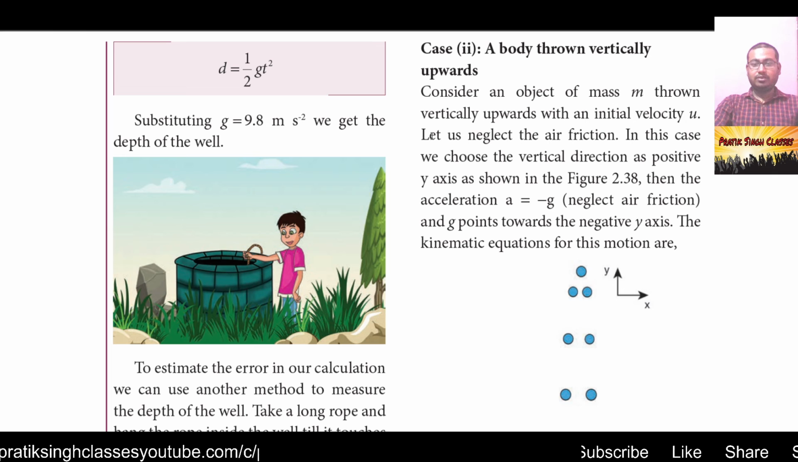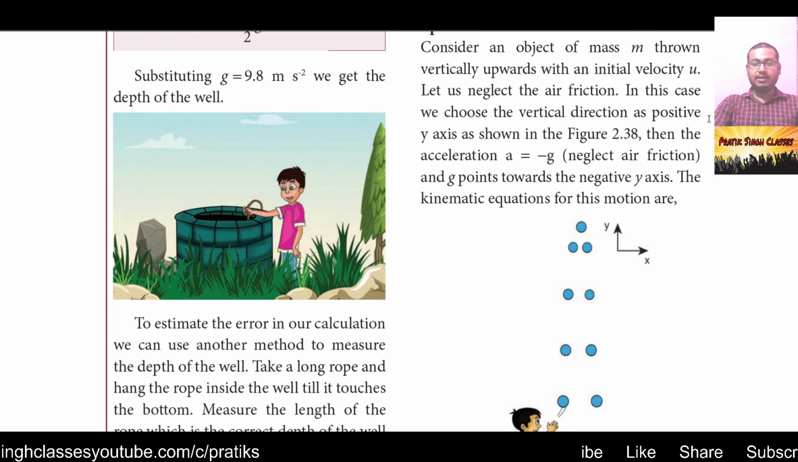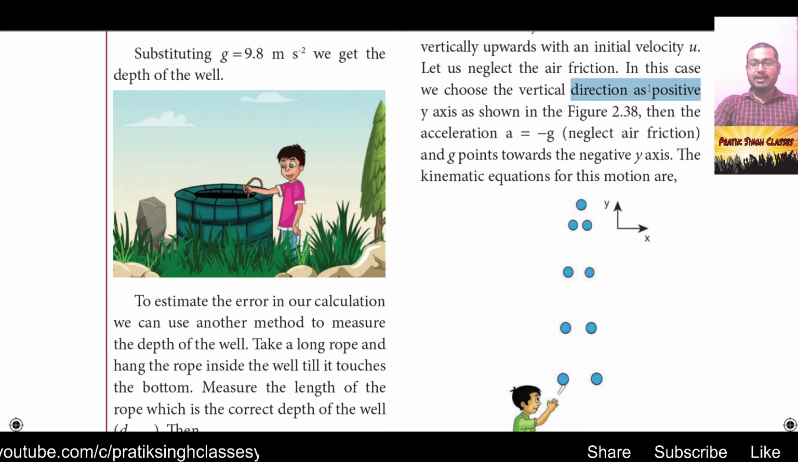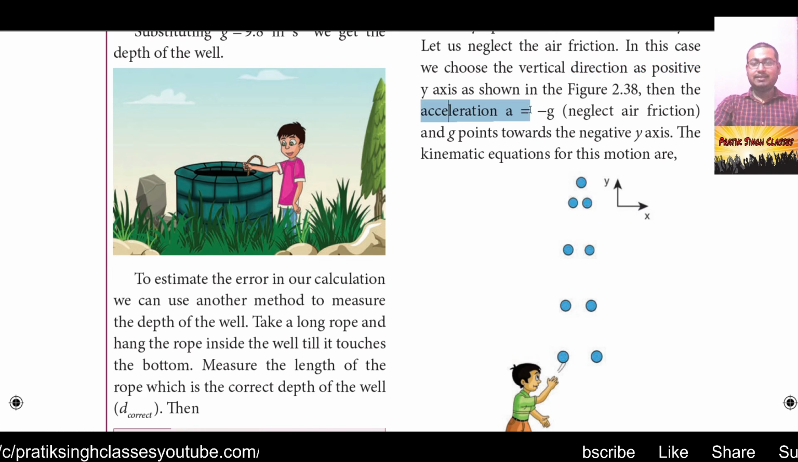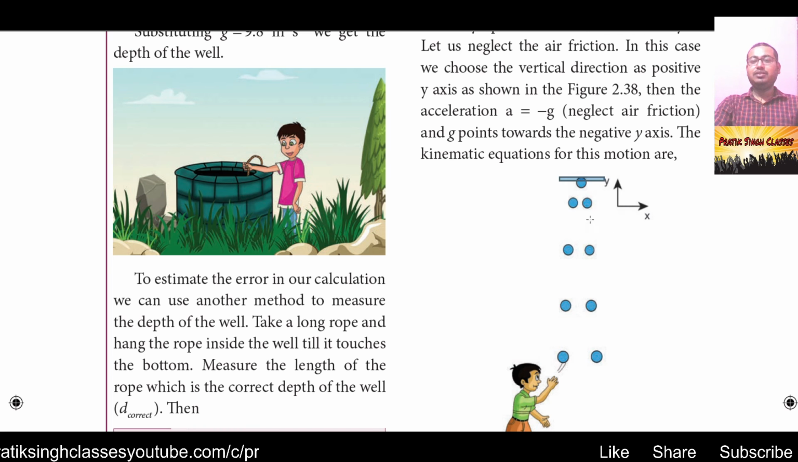Consider an object of mass m thrown vertically upward with initial velocity u. Let us neglect the air friction. In this case, we choose the vertically upward direction as positive y-axis. Then acceleration in this situation will become minus g. That means when the ball moves upward, its velocity will keep on decreasing. At the highest point, the velocity will be equal to 0, and its direction will change and the ball will fall downward.